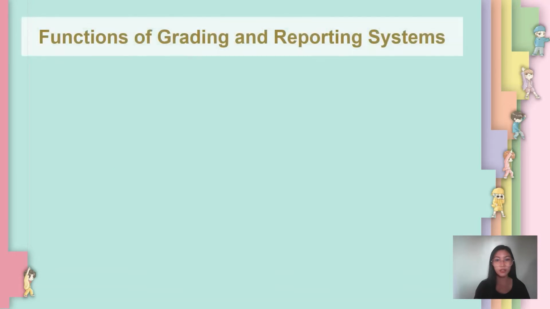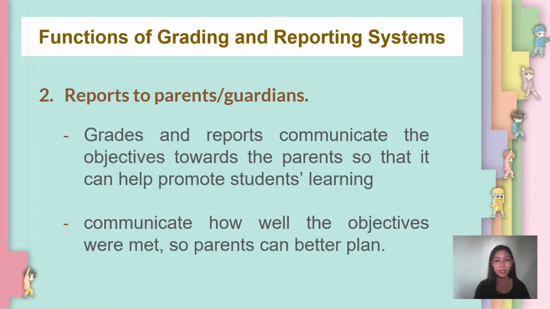The second function of the grading and reporting system is to report to parents and guardians, where the grading and reporting system is also to inform parents and guardians of the students on the progress of their wards. Likewise, grades and reports communicate objectives to parents, so it can help promote learning and likewise communicate how well objectives were met, so parents can better plan ahead for their students.